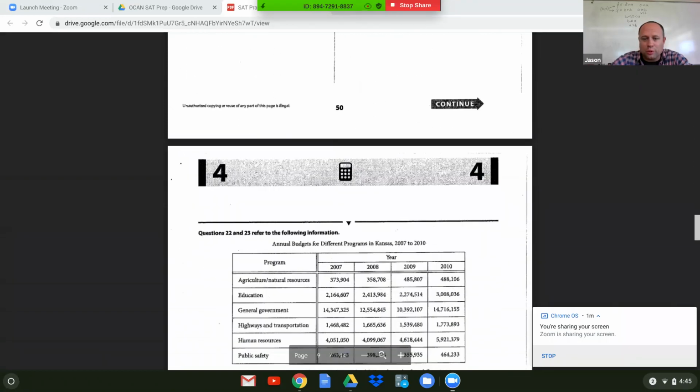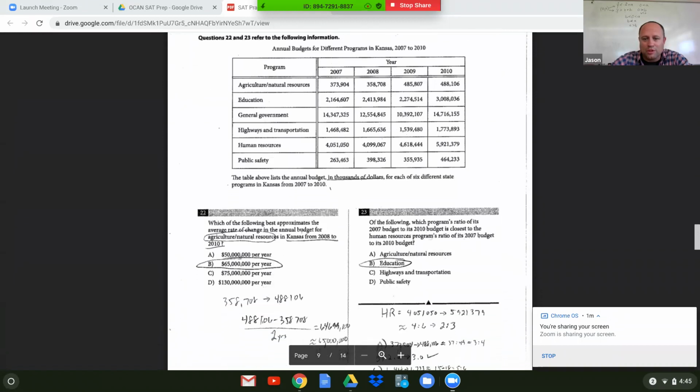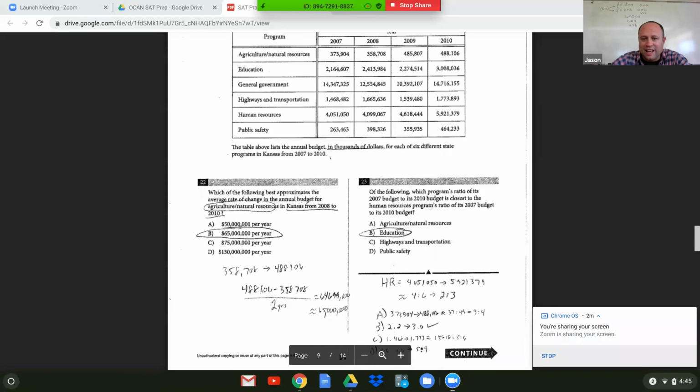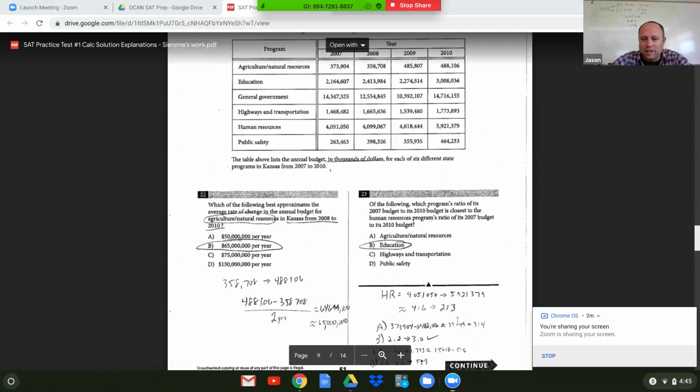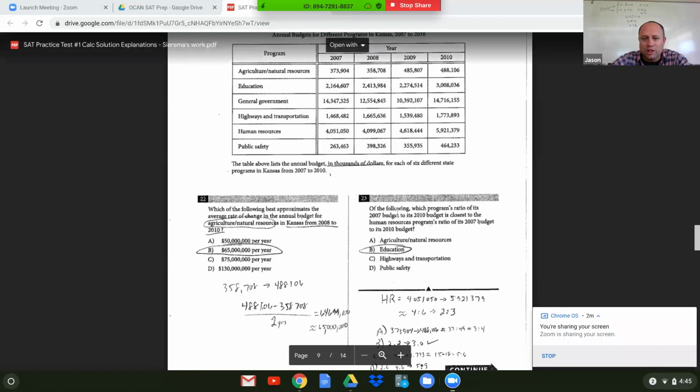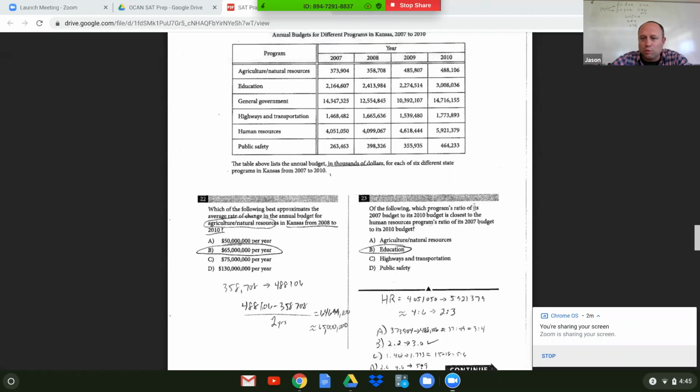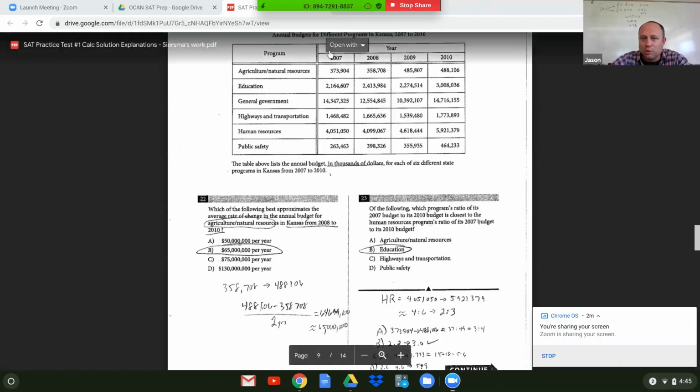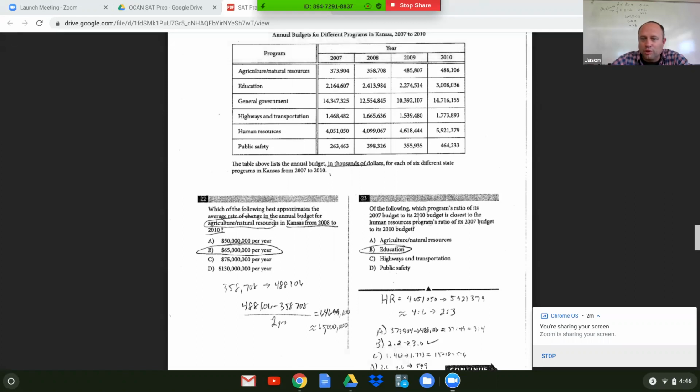I think 23 is going to act the same way. So I want to be able to show you on here, not on the board. And I did something a little different to solve mine that I will show you on the board. But look at what it's saying for 23. Of the following, which program's ratio of its 2007 budget to its 2010 budget, so we're looking at this column 2007 compared to this column 2010, is the closest to the human resources program ratio between those two?